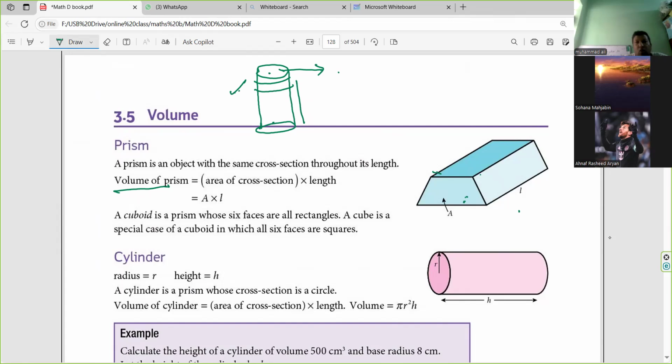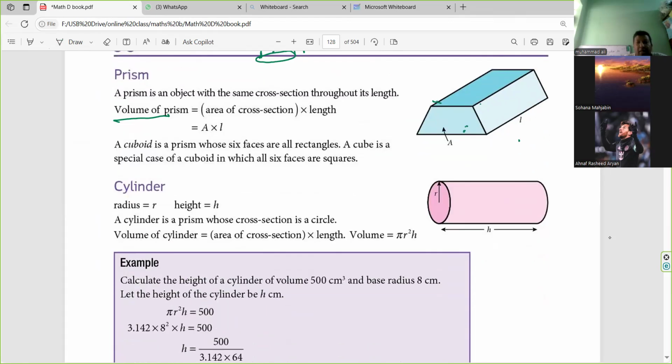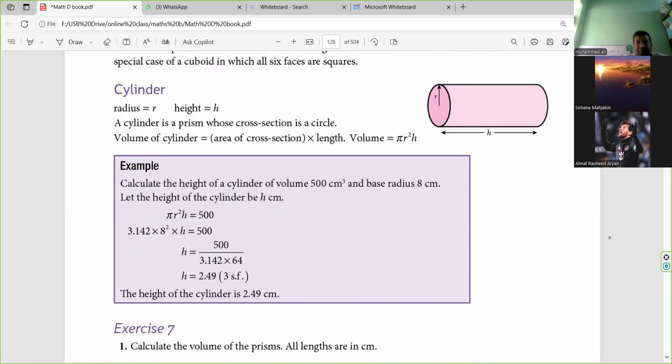So what is the cylinder volume? The area of cross section is pi r square and the height is h. So pi r square h. In this way, you can remember the formula. Okay. Observe the figure and then remember this formula.